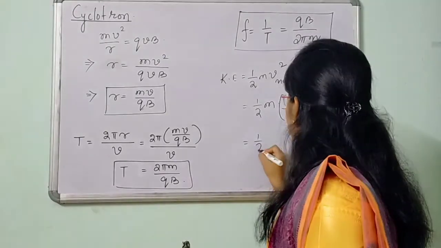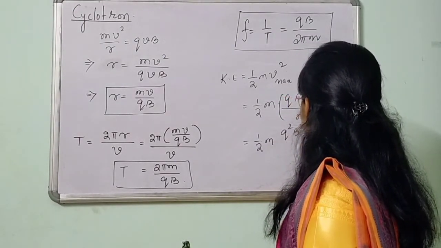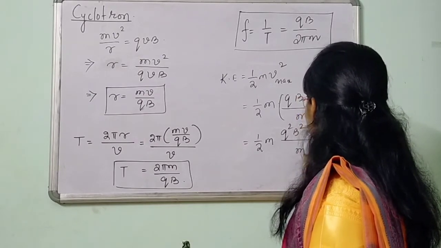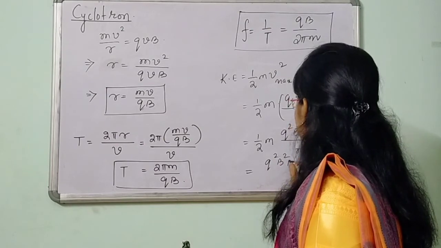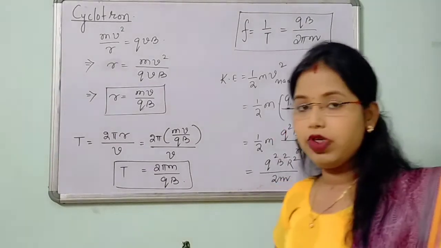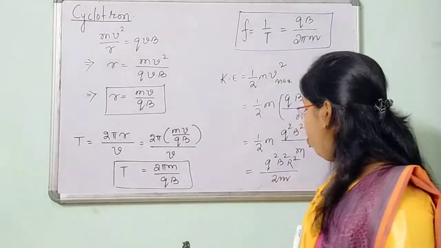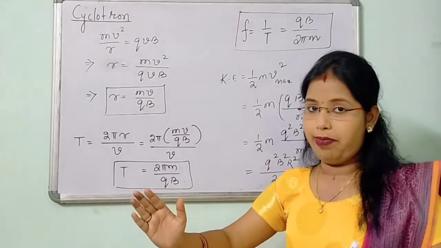So that is equal to half m q square B square R square divided by m square. So that is equal to q square B square R square divided by twice of m. This is the expression for the maximum kinetic energy of the ion when it leaves the apparatus.